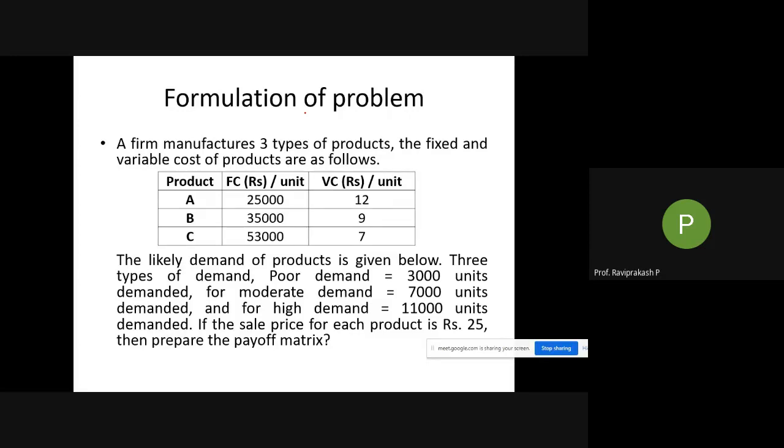If the sale price for each product is rupees 25, then prepare the payoff matrix.